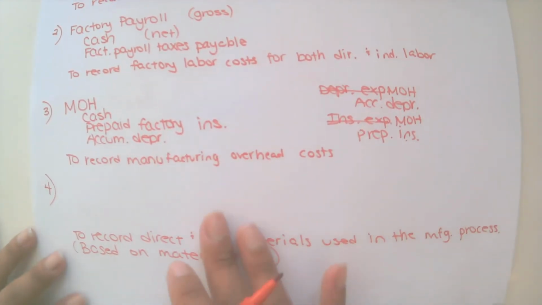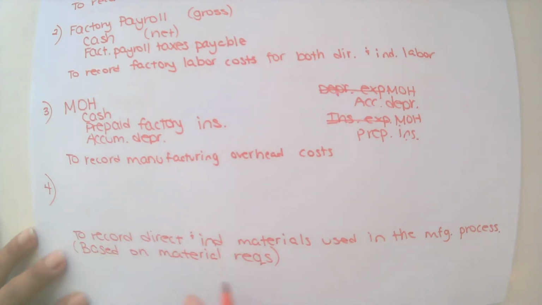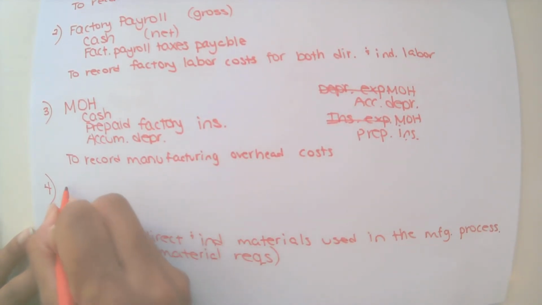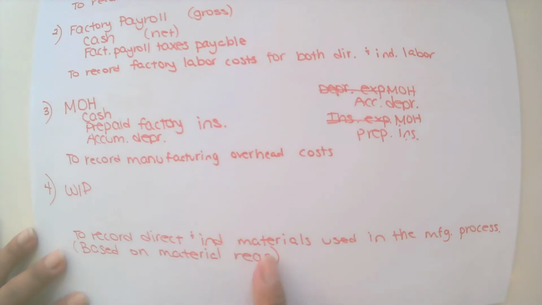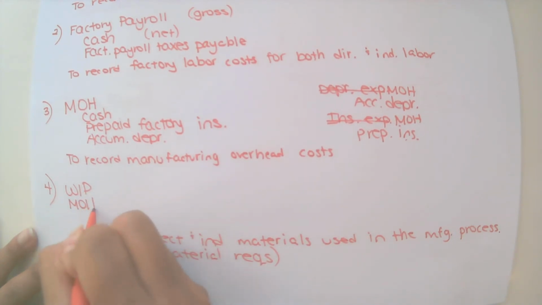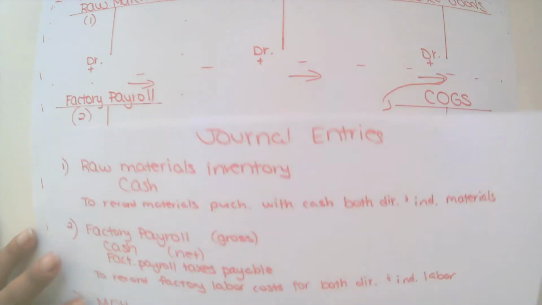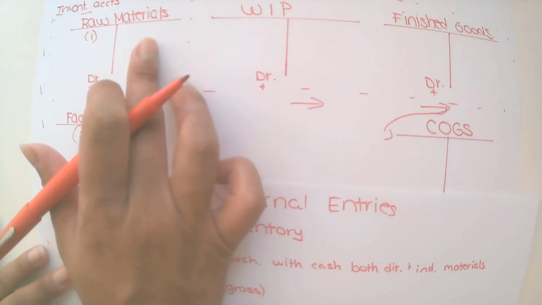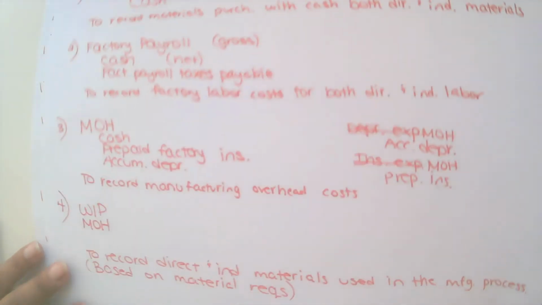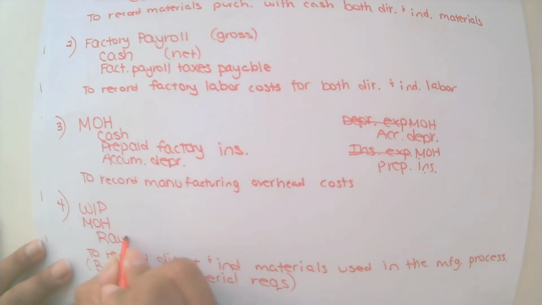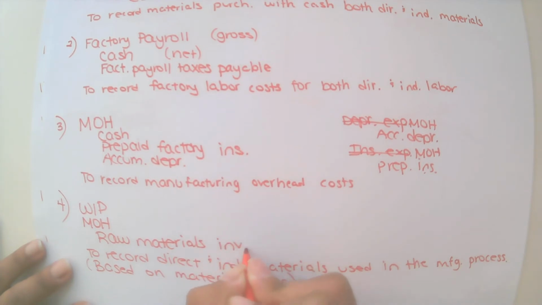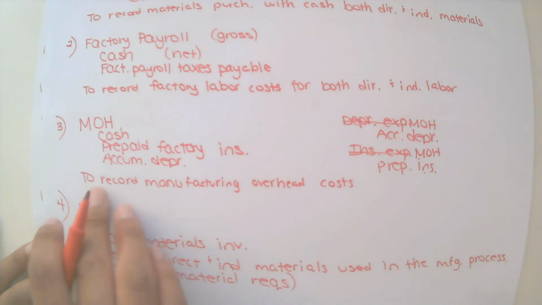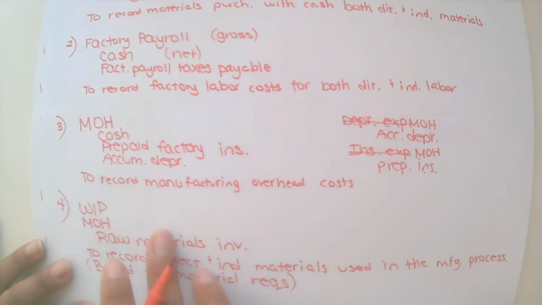So you're going to have 3 accounts potentially in this journal entry. The direct materials goes to WIP. The indirect materials, as we know, belongs in MOH. And we're talking about materials, so it's going to be coming out of this asset account. So this account will be your credit: Raw Materials Inventory. If no indirect materials were requisitioned, great, then we wouldn't have MOH. But right now in this chapter, you're going to see both.